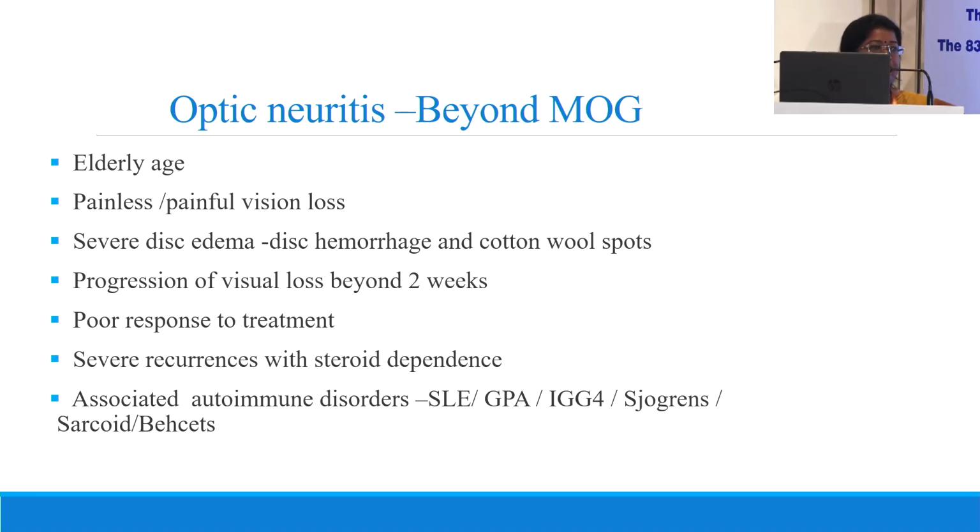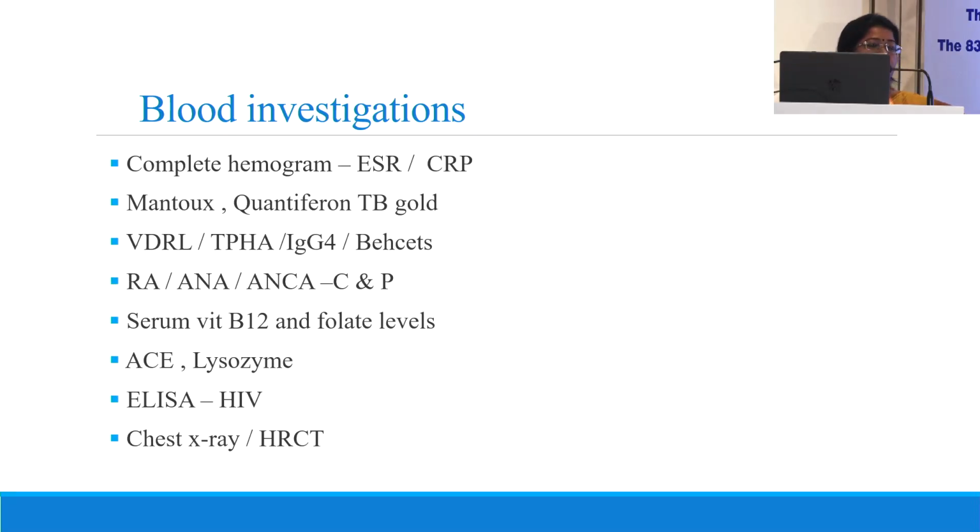Elderly age group, painless or painful vision loss, severe disc edema with a lot of hemorrhages and cottonwool spots, progression of visual loss beyond 2 weeks, poor response to treatment, severe recurrences with steroid dependence, and a lot of autoimmune diseases can be attached with this group of disease, starting from SLE to GPA to IgG4, Behçet's or sarcoid. We have to be very cautious. So we do an extensive blood workup when we are going to plan this type of chronic immunosuppression therapy for all this group of patients. And these are the lists we routinely practice in our setup.